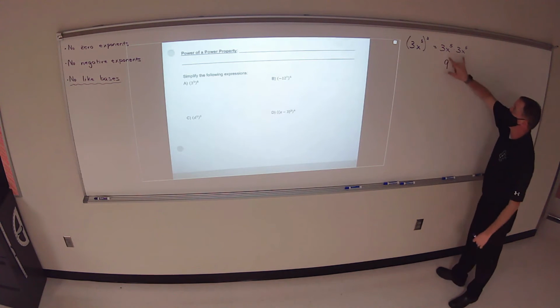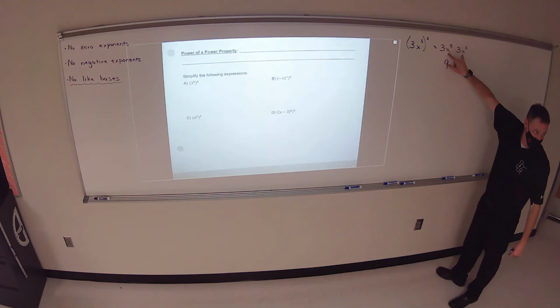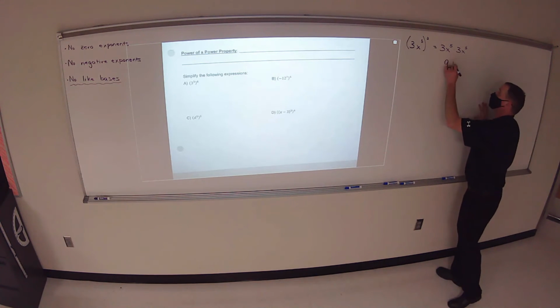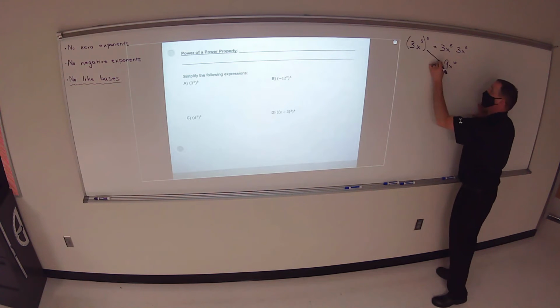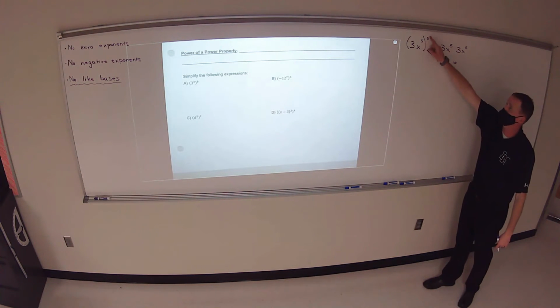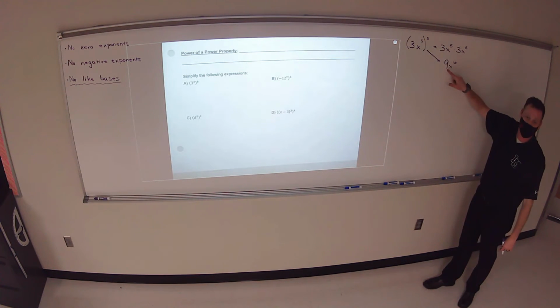Now, these are both like bases, which we're not allowed to have in a final answer. Those like bases are being multiplied, so what do we do with their exponents? We add them. 5 plus 5 is 10. So this final answer becomes 9x to the 10th power. Now, for a lot of students, they're like, well, I understand where we got 10 from. Where in the world did you get your 9 from?